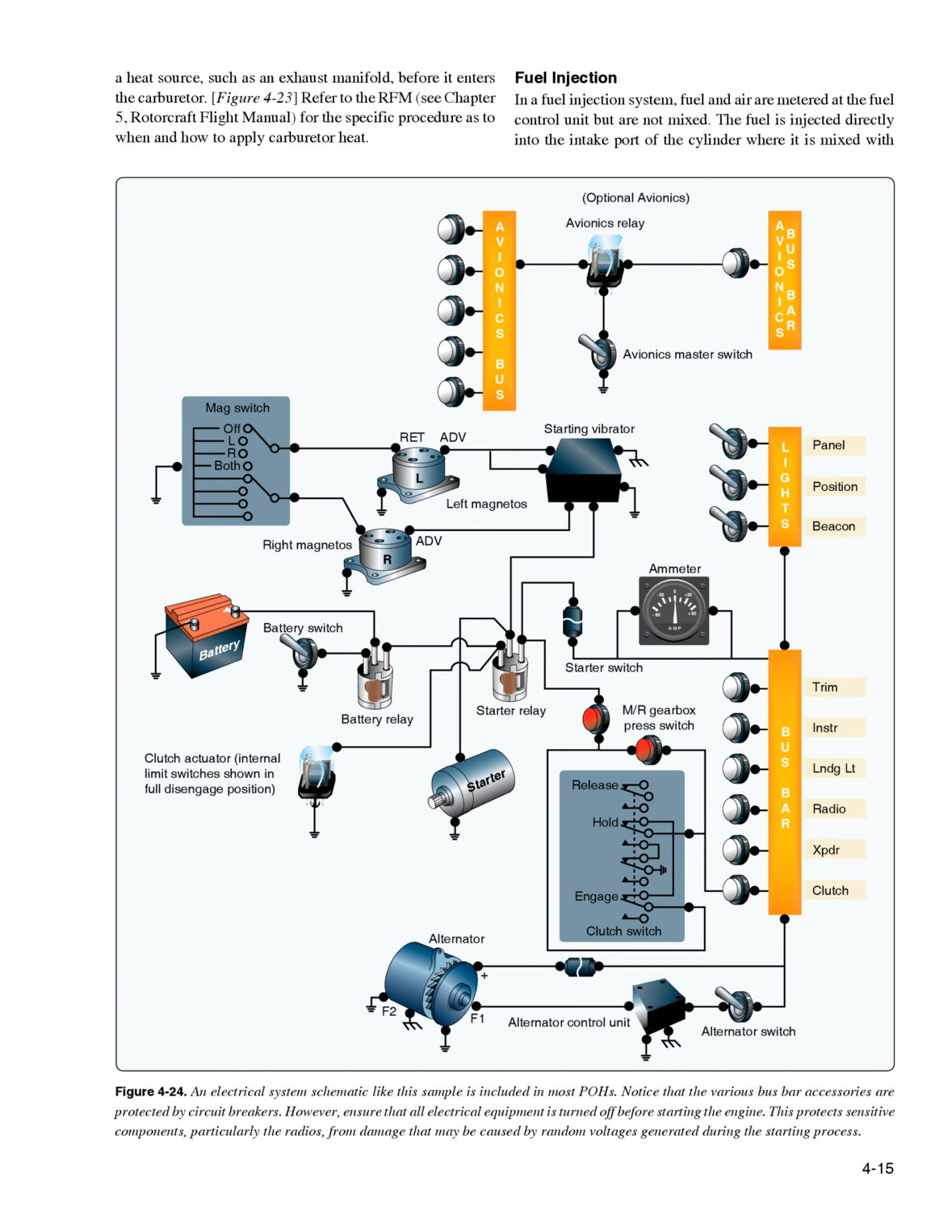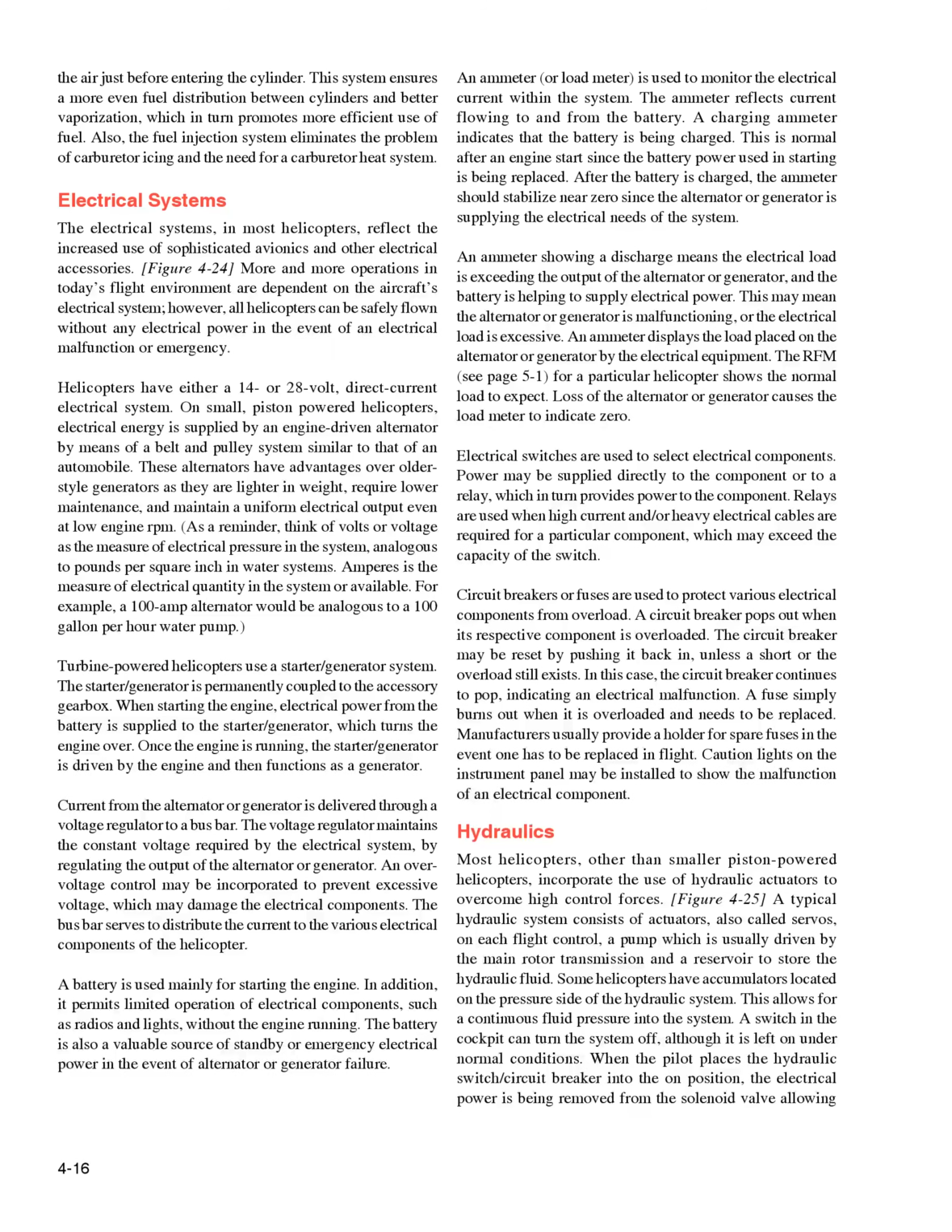Fuel injection. In a fuel injection system, fuel and air are metered at the fuel control unit but are not mixed. The fuel is injected directly into the intake port of the cylinder where it is mixed with the air just before entering the cylinder. This system ensures a more even fuel distribution between cylinders and better vaporization, which in turn promotes more efficient use of fuel.